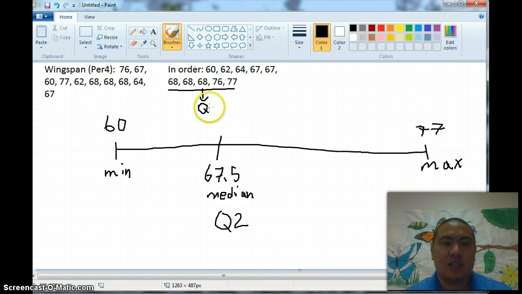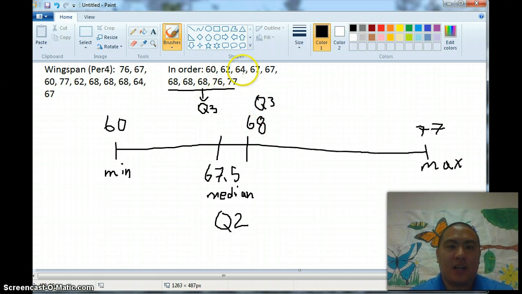So essentially you're cutting it in half, then you're cutting it in half again. So here's Q3, which is 68. That's going to be something like right here, 68, and this is also known as Q3, quartile 3.